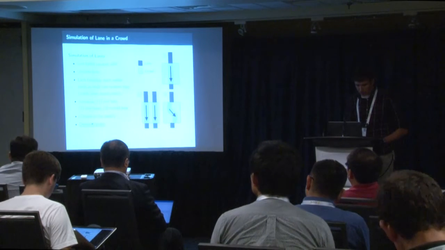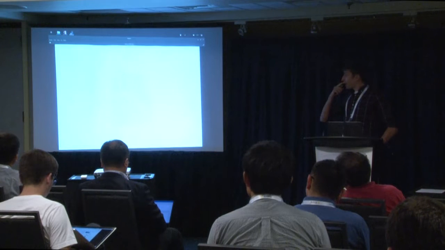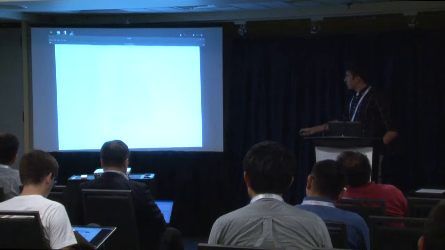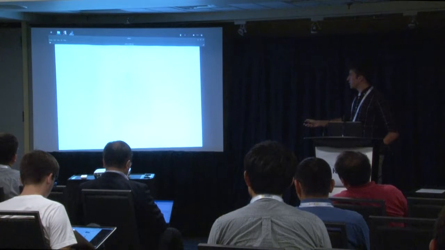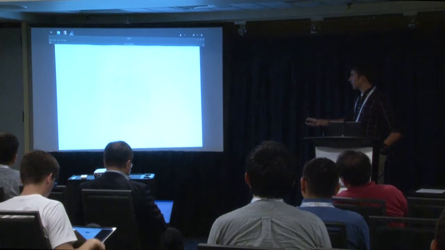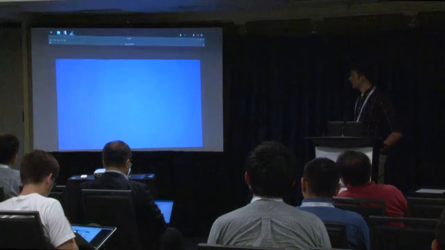So I have a small demonstration for this, and I hope this works. Yeah. So here you can see this is the crowd. These are just doing a random walk, and these are the lane walkers. So they have a slight bias towards walking downwards. You can see, they're colliding here in the middle, and then exiting. They're entering here, exiting here.